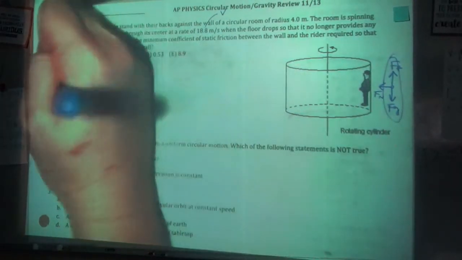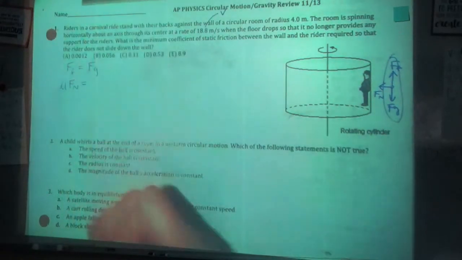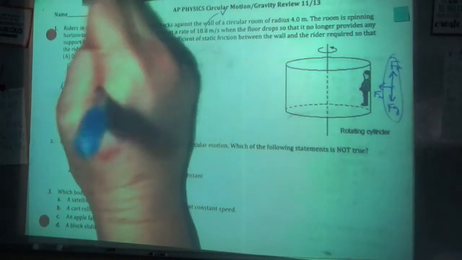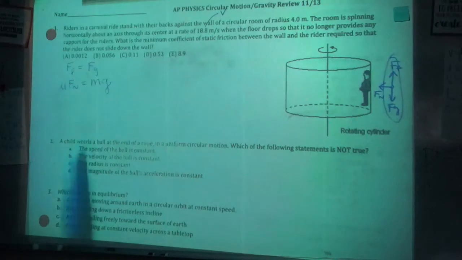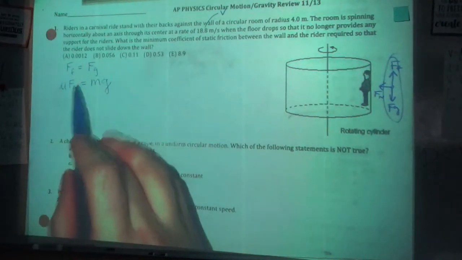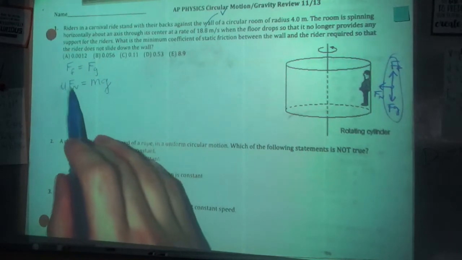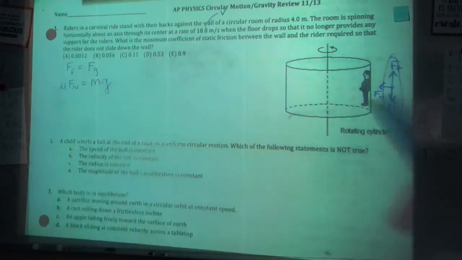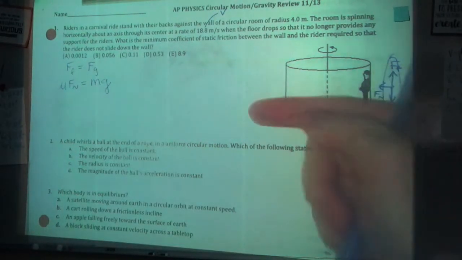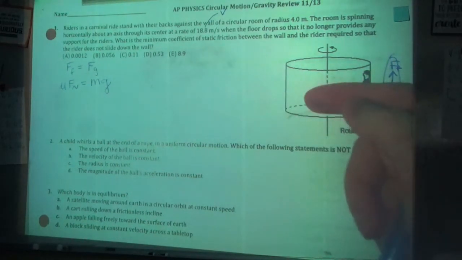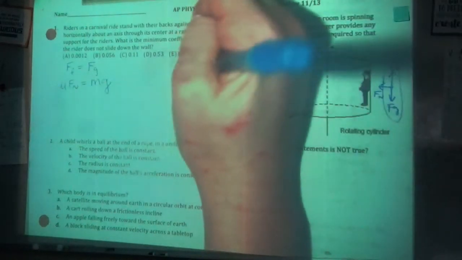We find force of friction is mu Fn, force of gravity is mass times gravity, which would be 10 as long as we're on Earth. And then the biggest mistake people make here is they try to put Fn is mg. That's not the case here. The normal force is the wall pushing into the center. The normal force is our centripetal force. So my normal is my centripetal force, which is mv squared over r, r being the radius of this cylinder.